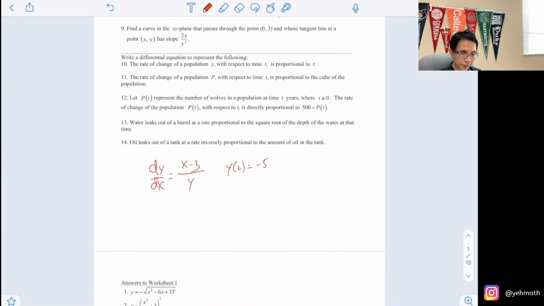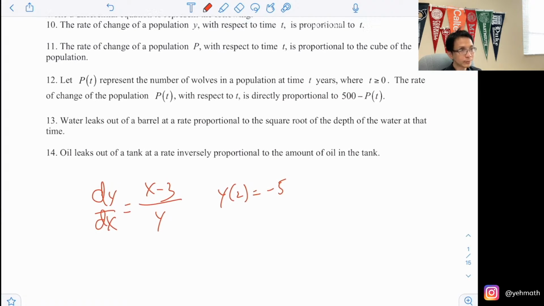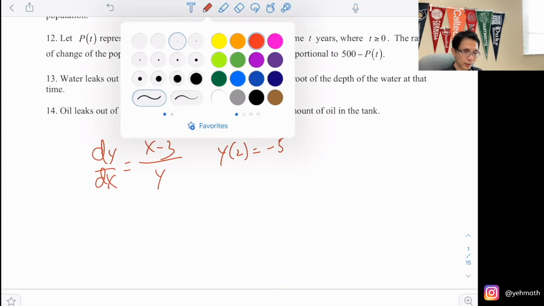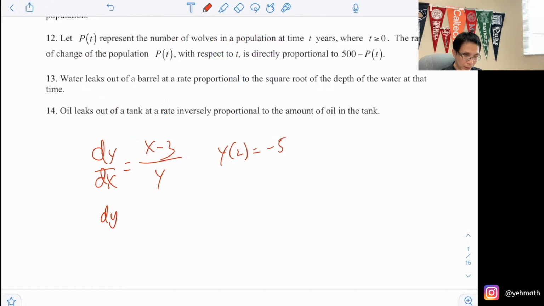Okay, so I'm going to help you here. What do I do first? Multiply by dx. So it'll be dy equals (x minus 3) over y dx. Now it's x with the x and y with the y. What do we do? Multiply by y on both sides, right?